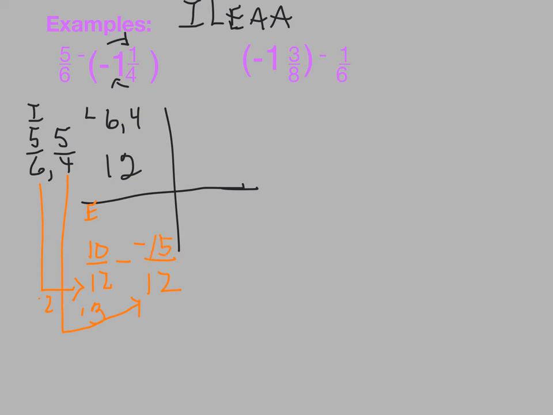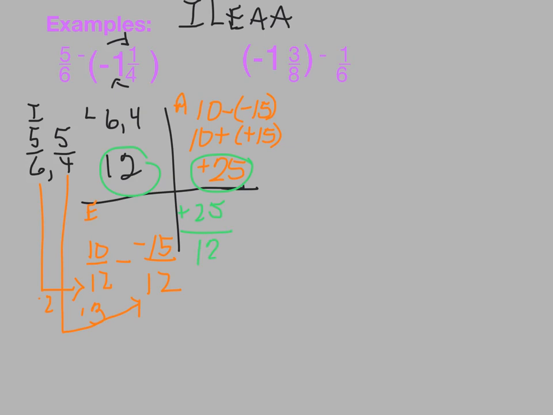My next step, I'm going to add or subtract as usual. So I've got 10 minus negative 15. I get to stay, change, change. Stay, change, change. Cha-cha-cha. I've got simply 10 plus 15. That gives me now a positive 25. Here we are. This is my numerator, positive 25, over my denominator, which is 12.